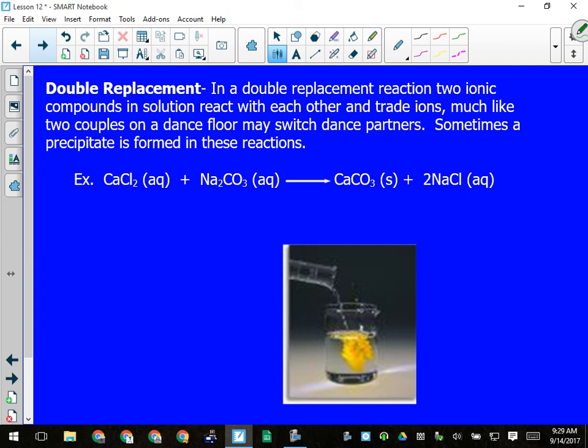Last one, double replacement reactions. So in a double replacement reaction, everything is an ionic compound. Both reactants are an ionic compound, both products are an ionic compound. And all that basically happens here is the metals switch places. The metals just switch places in this reaction.